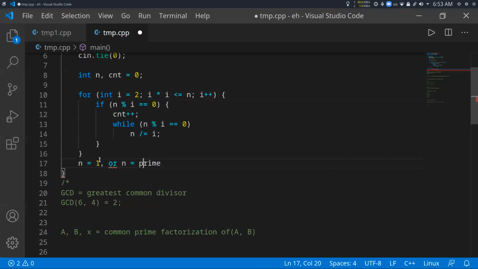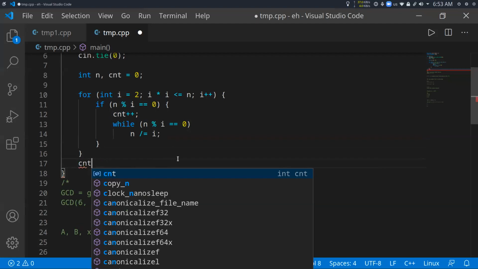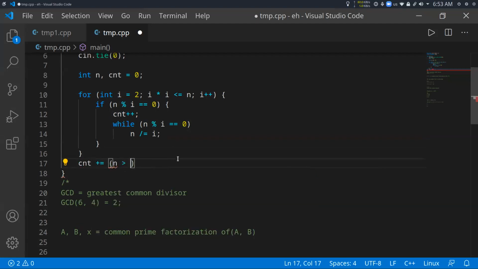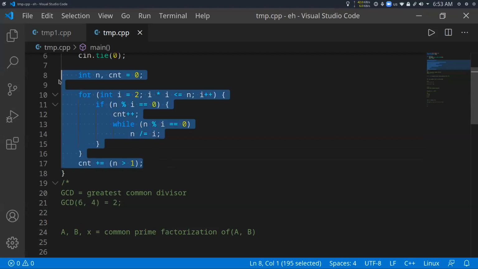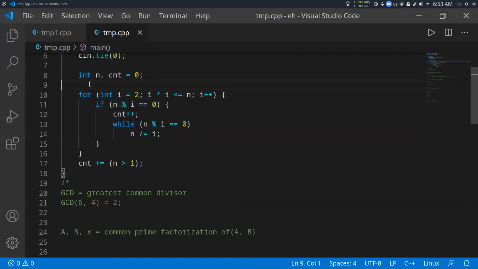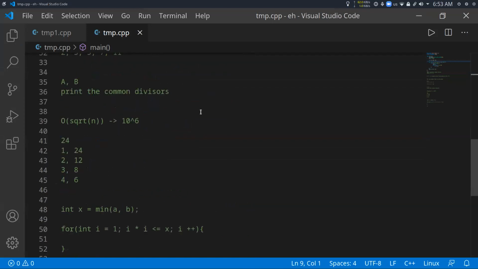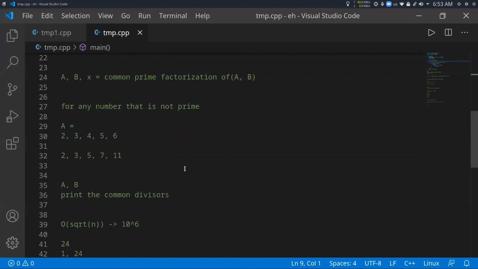So if n equals 1, then I'm done, and I've calculated all the prime divisors. But if n equals another number which is not 1, I'm sure that it's prime, then I'll add to cnt: cnt plus equals 1 if n is greater than 1. So that's the algorithm for efficiently calculating the prime divisors of a number. Okay, do you all get this? If anyone has questions, say.